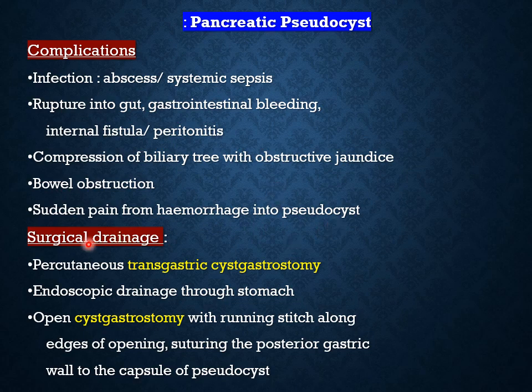The treatment of pseudocyst is by percutaneous transgastric cystgastrostomy, endoscopic drainage through the stomach, or open cystgastrostomy. The idea of this treatment is to drain the cyst into the stomach, either percutaneously, endoscopically, or through an open method.